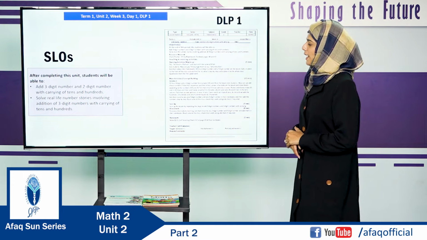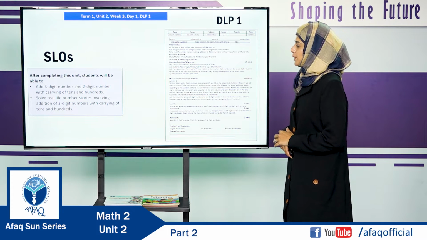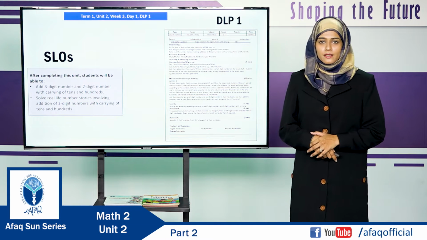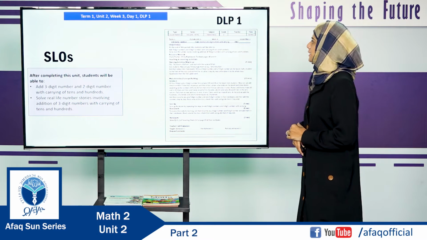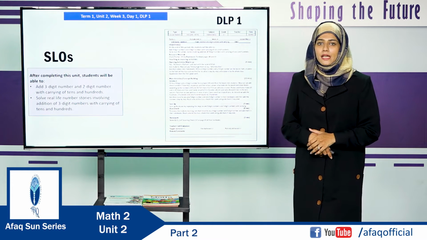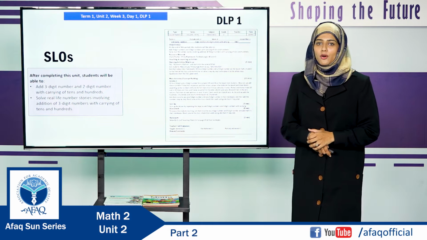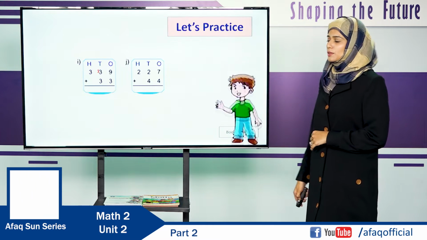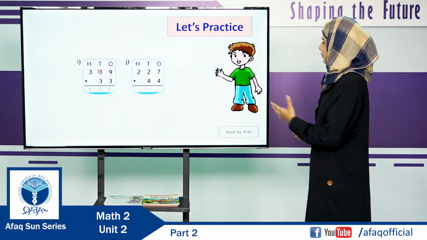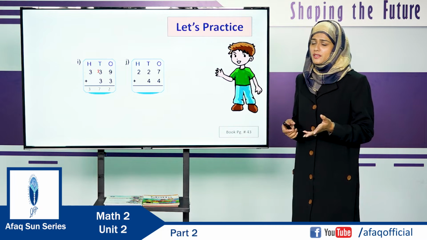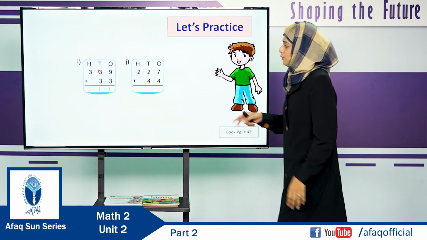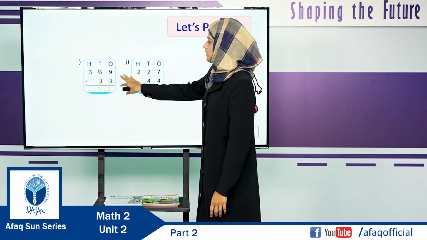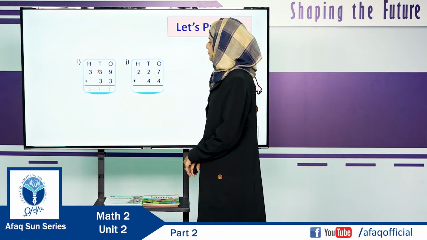We are going to add a 3-digit number and a 2-digit number with carrying of tens and hundreds. To cover this, the methodology has been provided in DLP1, which falls in Term 1 Unit 2 Week 3 of Day 1. Let's see the questions. Okay, wow, here are very interesting and easy questions for you. On page 43, we see this question. I will solve this one part for you.